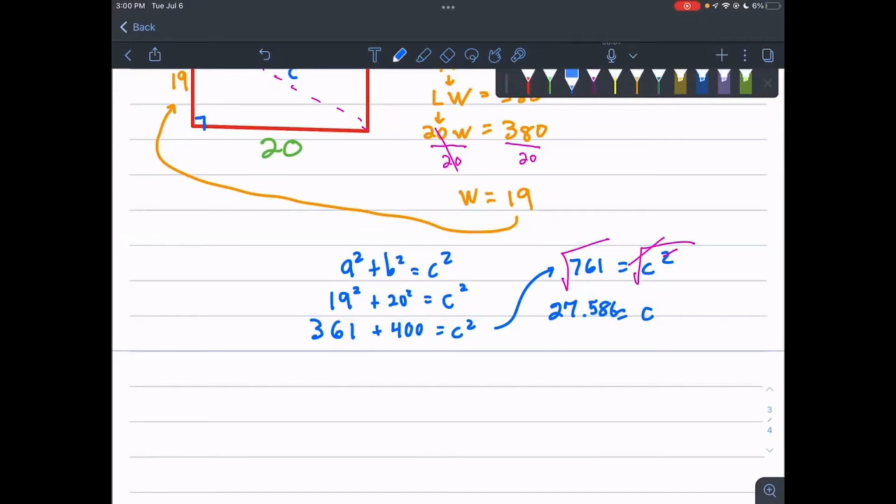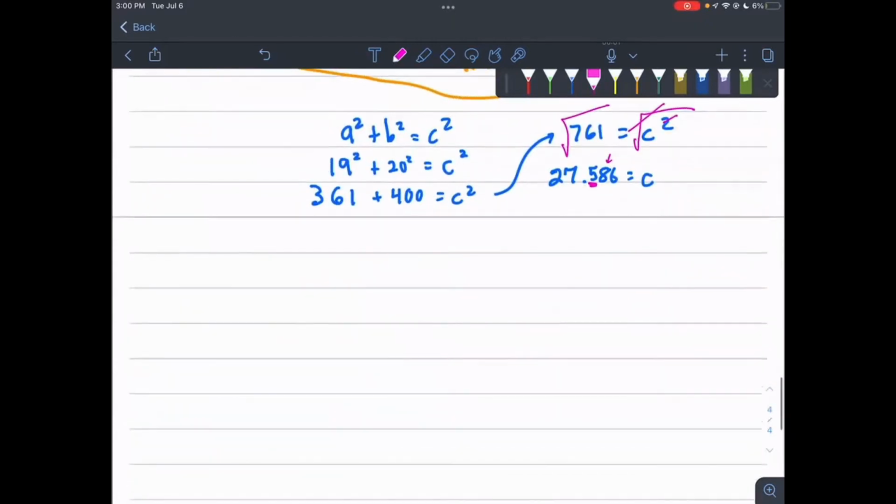So C ends up being 27.586. Remember, we're rounding this to the nearest tenth. So you want to underline the 5 and then look to its right. Since the number to its right is 5 or more, we're going to round that 5 up. So C ends up being 27.6.